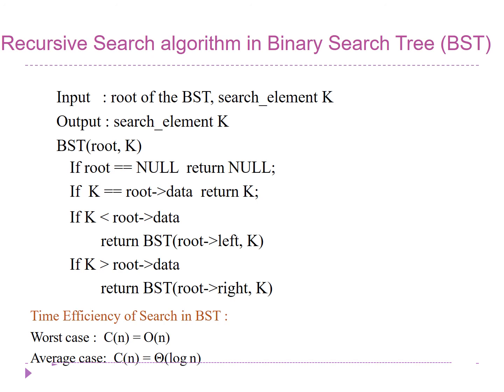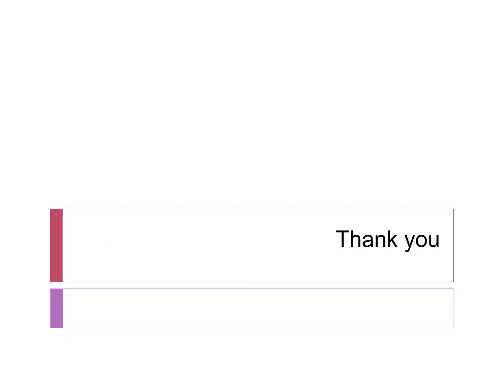The worst case time efficiency of recursive search in BST is big O of n, and the average case time efficiency of recursive search in BST is theta of log n. To summarize, in this presentation, various types of decrease and conquer algorithm and a few examples for each type are discussed.